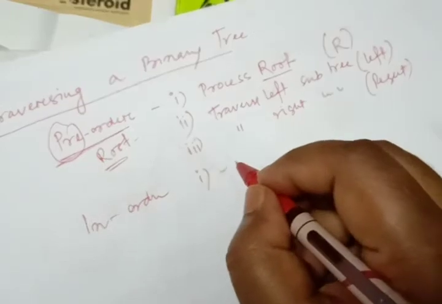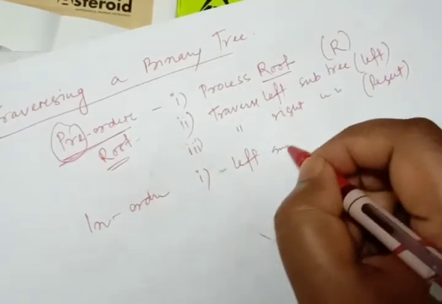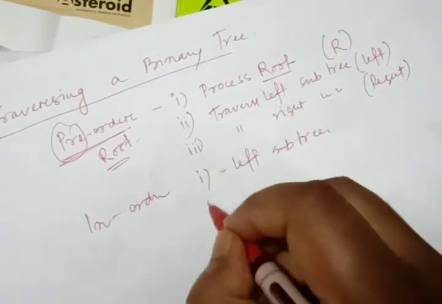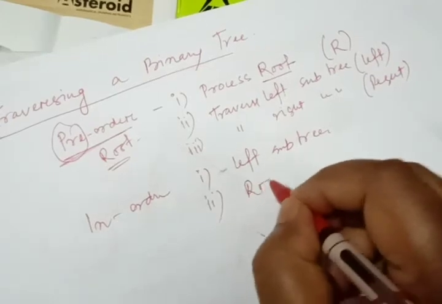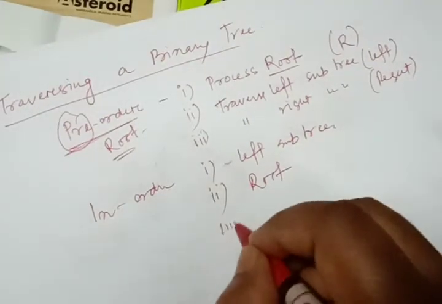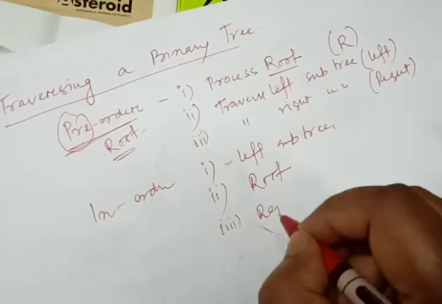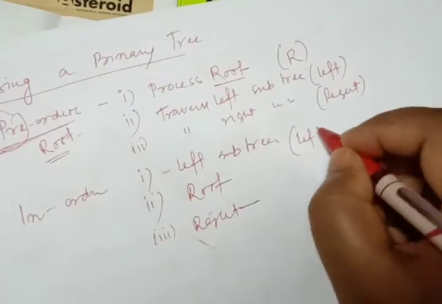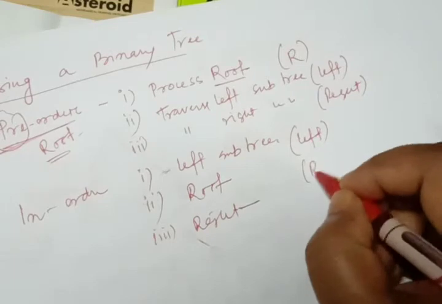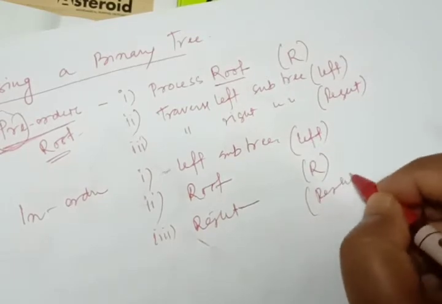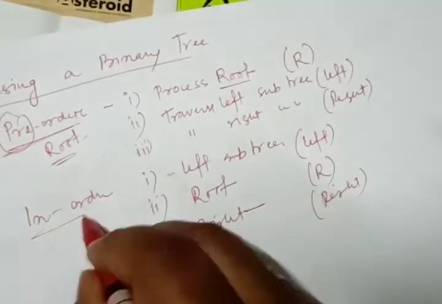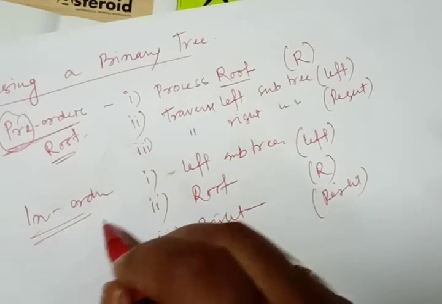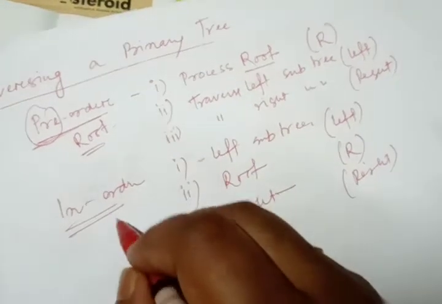In order, first the left subtree will come, second the root will come, third the right will come. That is left, root and right. So in order indicates that the root will come in between the two subtrees.